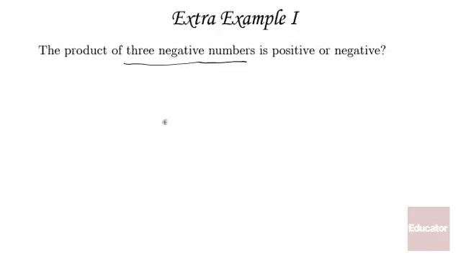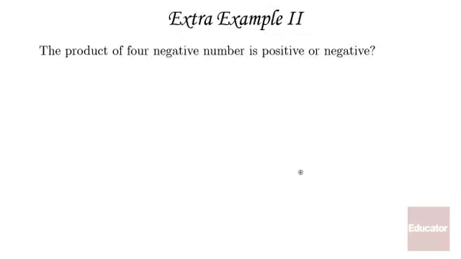Okay, let's test it out. A negative times a negative times a negative. A negative times a negative will become a positive, and a positive times a negative will give me a negative. So in this case, I have an odd number, 3 negative signs, so my answer will be a negative. The product of 4 negative numbers, is that positive or negative? I have an even number of negative signs, so my final answer will be a positive value.